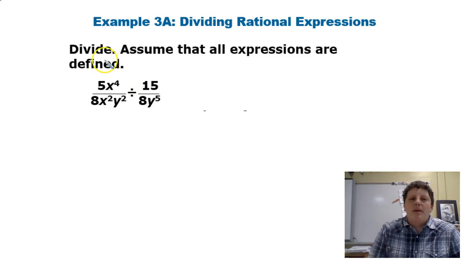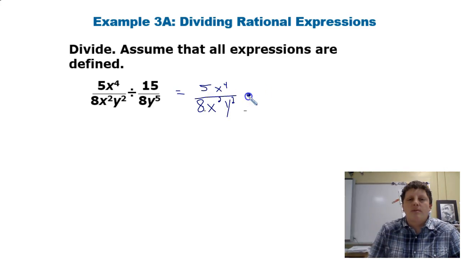So when I have this problem here where it says to divide and assume that all expressions are defined, so I don't have to worry about looking for excluded values for x or y, I'm not actually going to divide, am I? Instead, I'm going to keep the 5x to the 4th over 8x squared y squared. I'm going to change the division to multiplication, and then I'm going to flip the other one to its reciprocal, which is 8y to the 5th on top and 15 in the denominator.